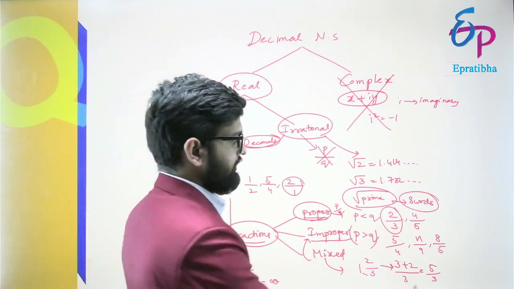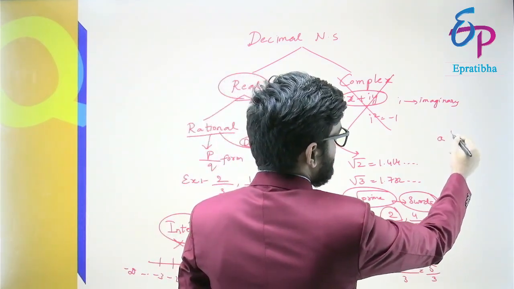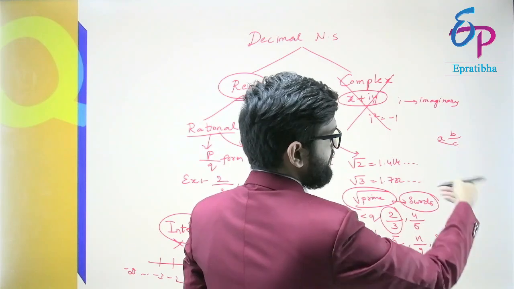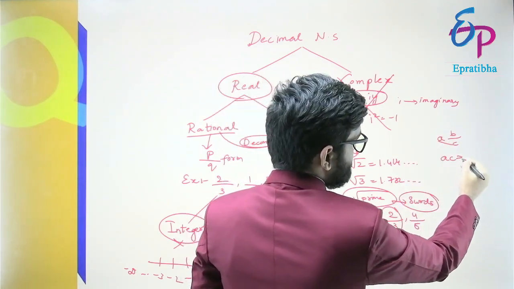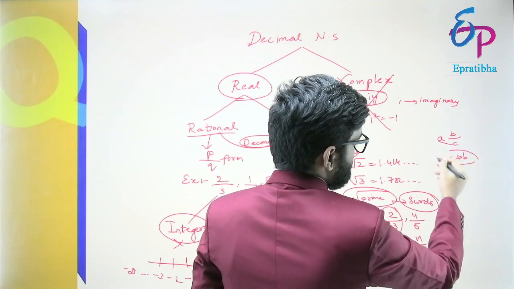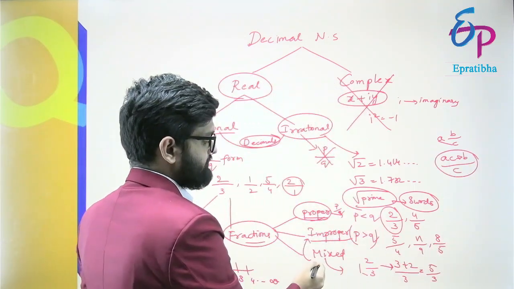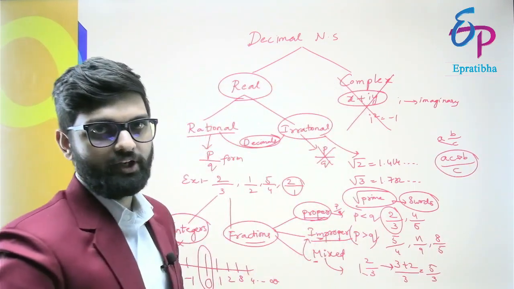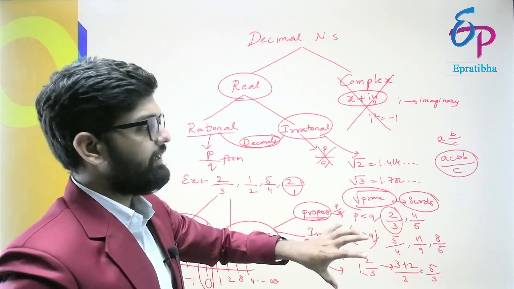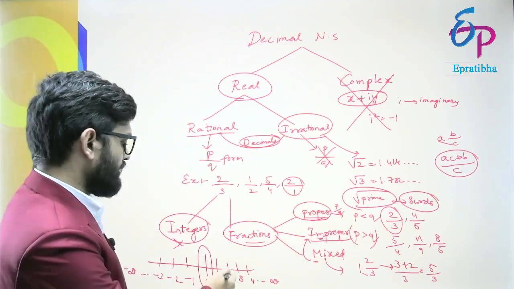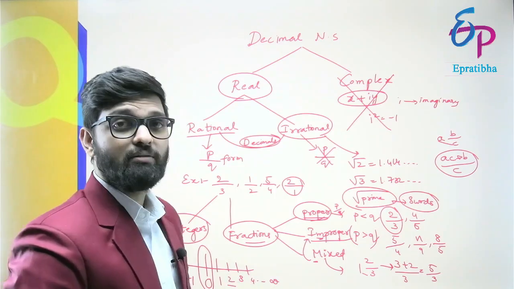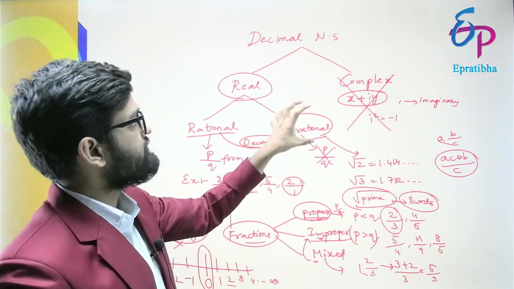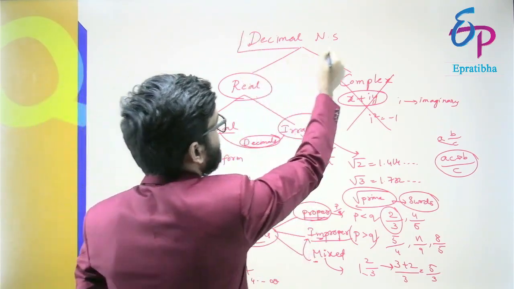Generally, if you take this as A, B by C, you have to multiply A and C and add the product to B. So AC plus B by C. This is how you can convert a mixed fraction into an improper fraction. So this is the basic classification. We will see what are even numbers, odd numbers, whole numbers, natural numbers and all. But you have to understand this is the basic classification of the number system.